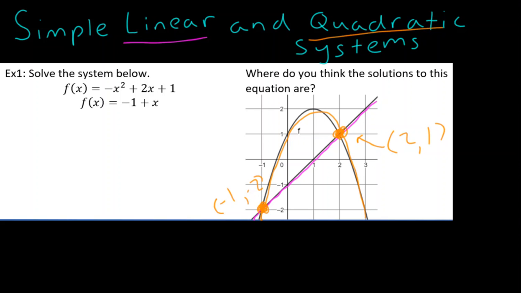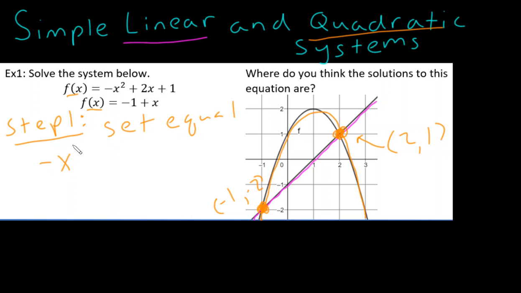Now, if we're given the graph, this is fairly obvious, especially if they're crossing at integer or perfect points. However, what if they're not crossing at perfect points, or what if you're not given the graph? How would we solve this? Okay, well, let's go through this in steps. Step 1. Given that both of these things are set equal to f of x, or aka they're both set equal to y, the same thing, we can actually set them equal to each other. So, step 1, we just want to set these things equal.